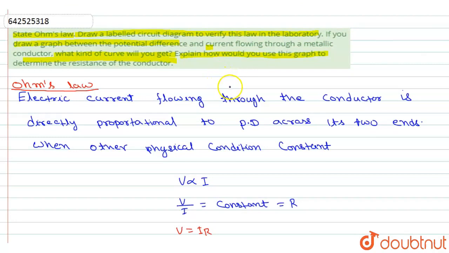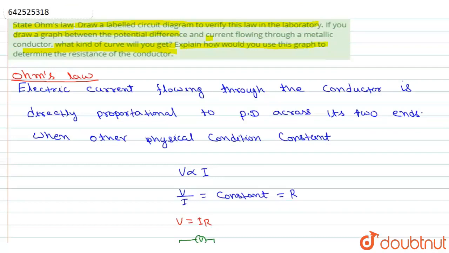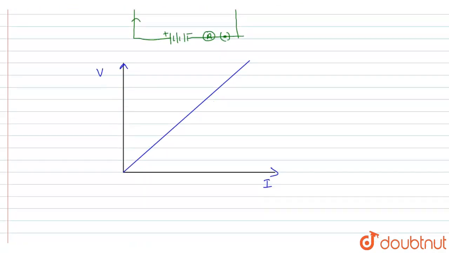Now the next part of this question: how do you use this graph to determine the resistance of the conductor? From the relation we know that R is equal to V divided by I. This means the gradient or slope of this graph gives the resistance. So we can write here that the gradient of a straight line graph is related to the resistance of the conductor.